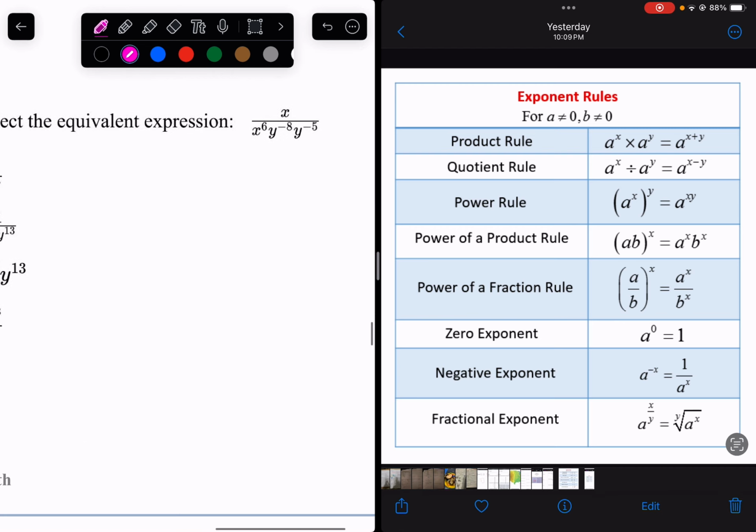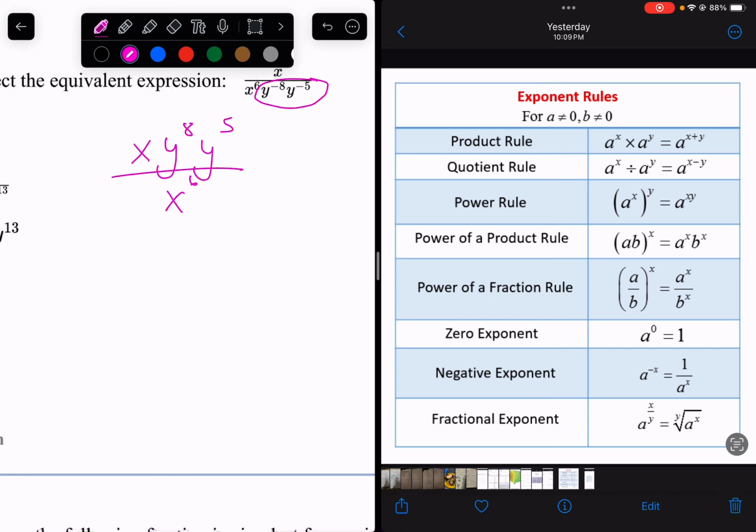All right, let's try this same thing here. I like to rewrite this so that there are no negative exponents right at the beginning. So I end up with x, y to the 8th, y to the 5th, x to the 6th. Now we can simplify our top here. These are just being multiplied, so we add them. So we get y to the 13th. And then we've got our x to the 6th on the bottom.